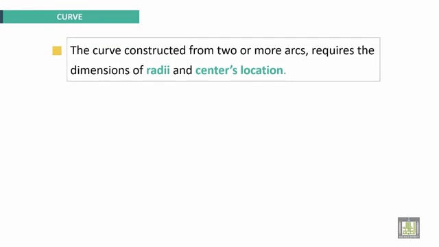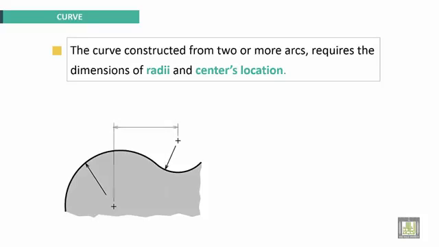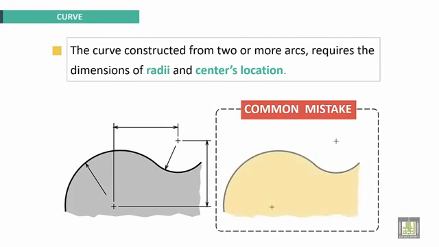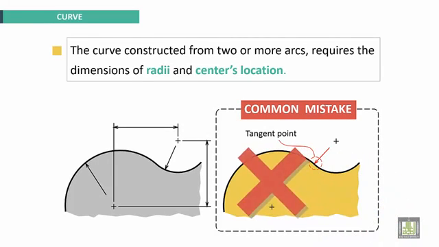Curves. A curve constructed from two or more arcs requires the dimensions of radii and centers' locations. This is an example. We have to specify the radii and center locations. Common mistakes here. This is the tangent point. This is wrong. It should be here. Okay, that one should be here.